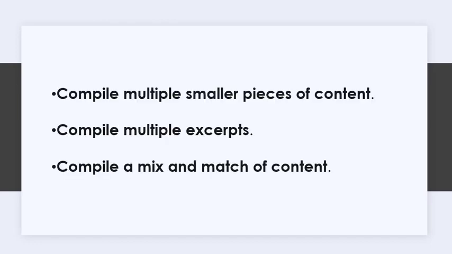Compile multiple smaller pieces of content. For example, you might compile a set of 10 articles to create a report. Compile multiple excerpts. For example, you might pull excerpts out of 3 or 4 ebooks to create a report.